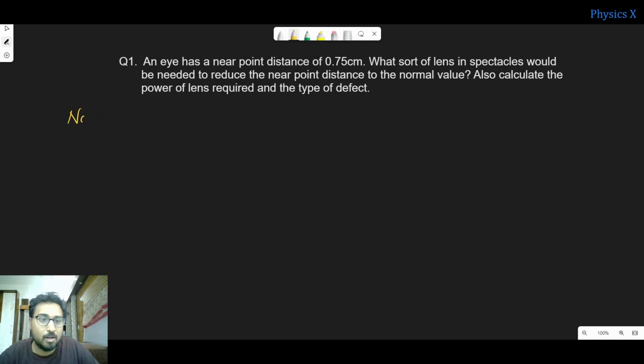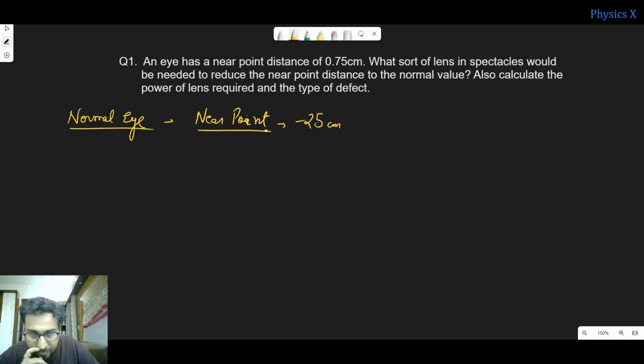We know, for a normal eye, you must remember this, the near point distance is minus 25 centimeter, or 25 centimeter if we're talking about the magnitude only, and the far point is infinity. But he is saying the near point is 0.75 centimeters. So you can see the near point has been disturbed.